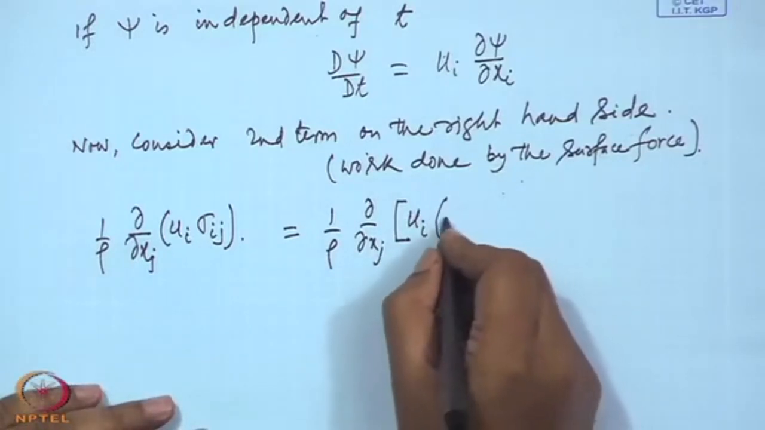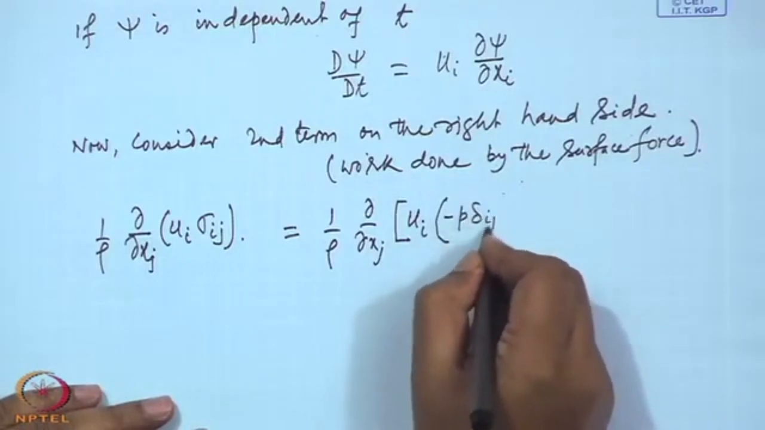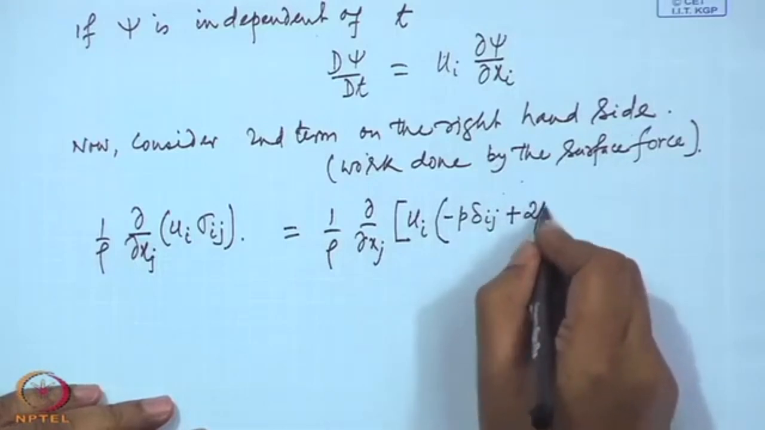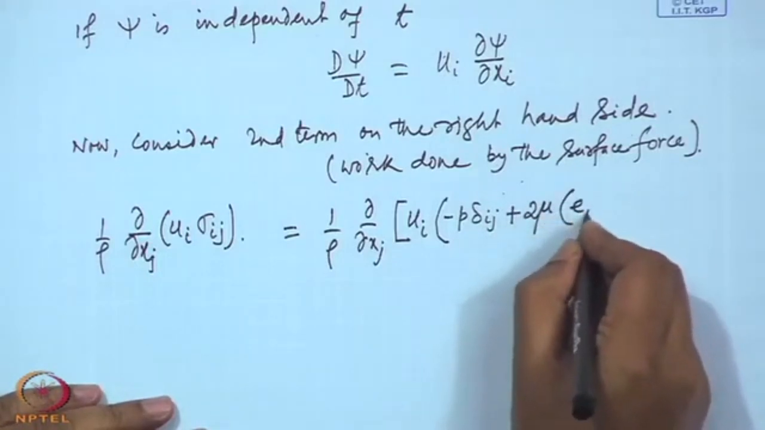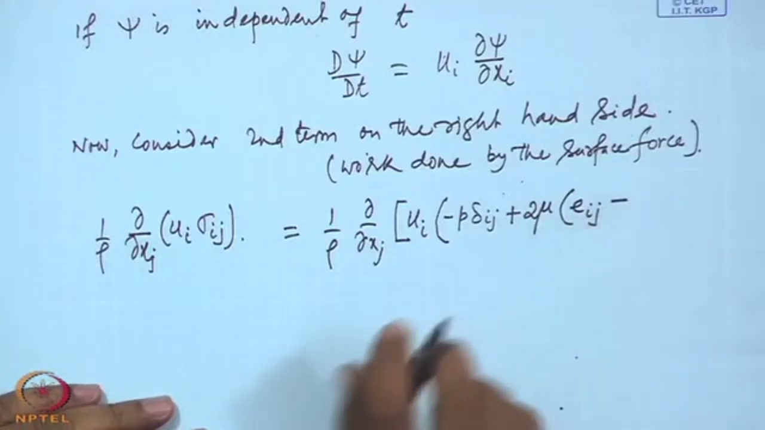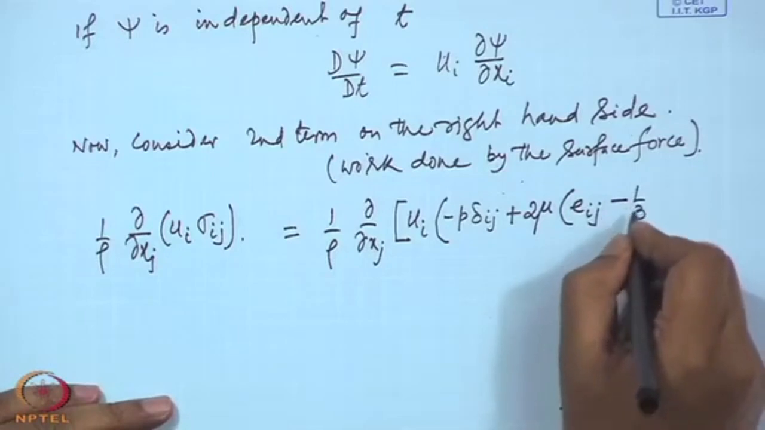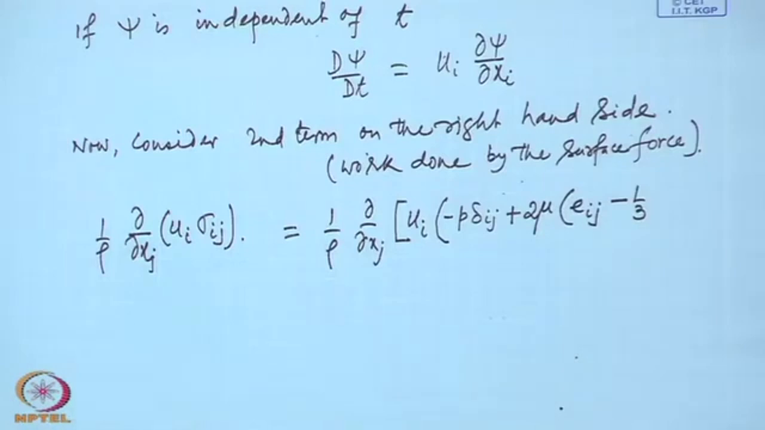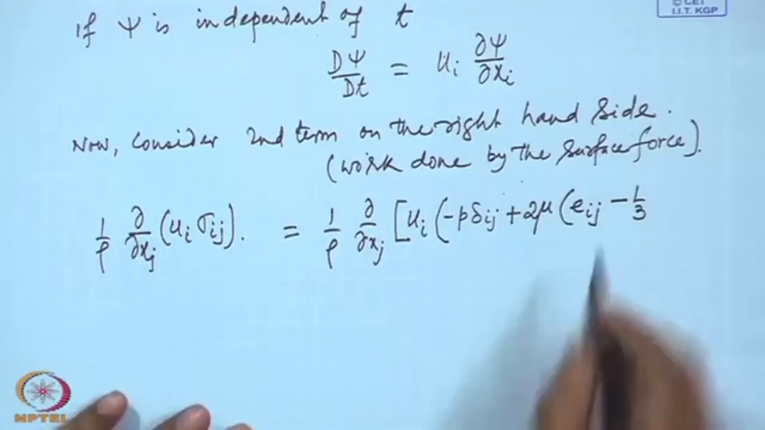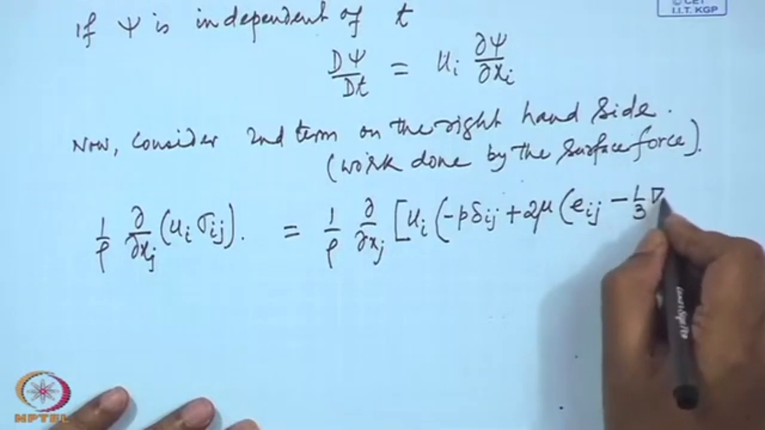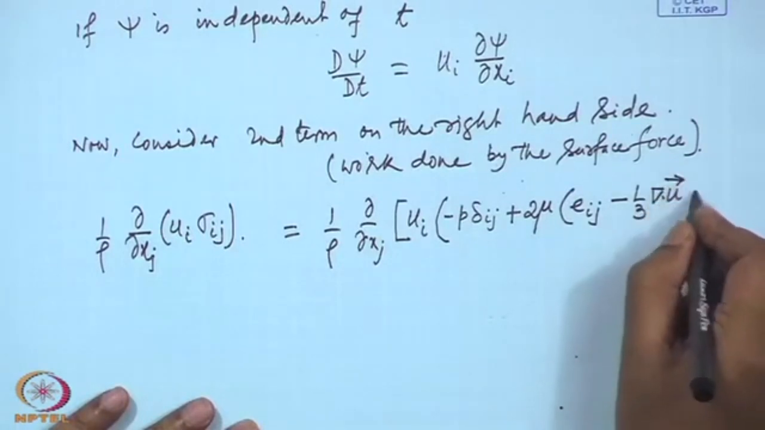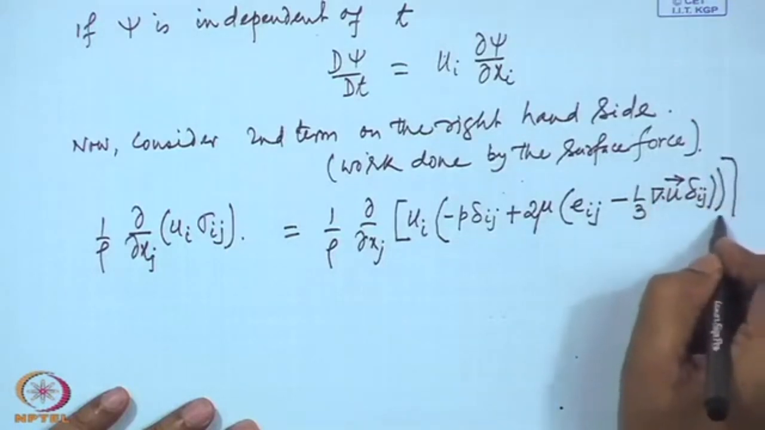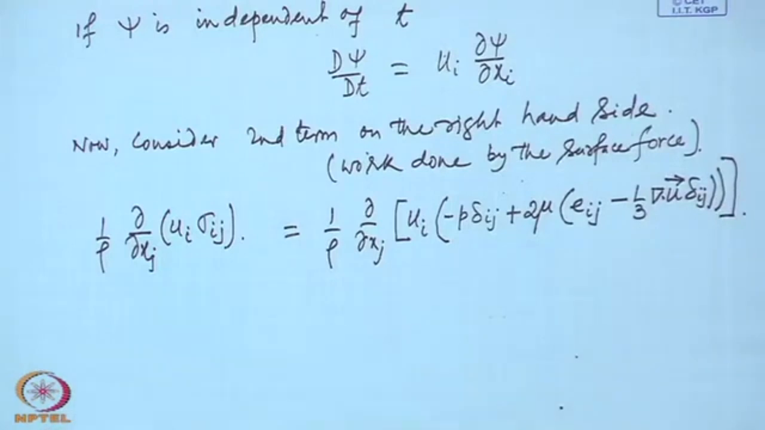Sigma I j, if you remember, it is minus p delta I j plus 2 mu E I j minus 1/3. Either we can write divergence of u or E k k or d u k d x k, anything. Let us write only divergence of u into delta I j. This is the second term.